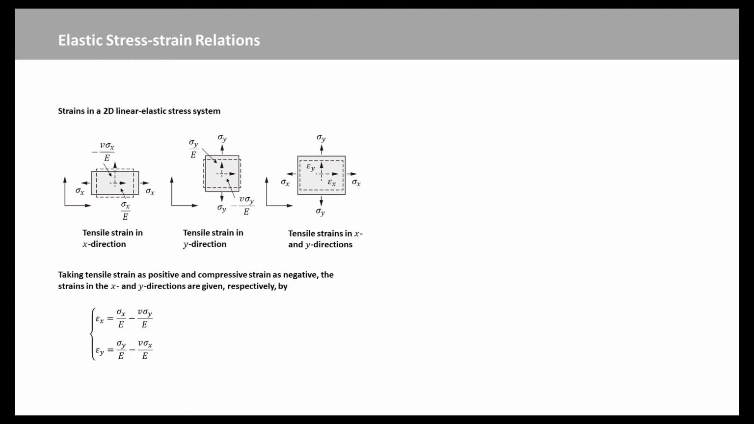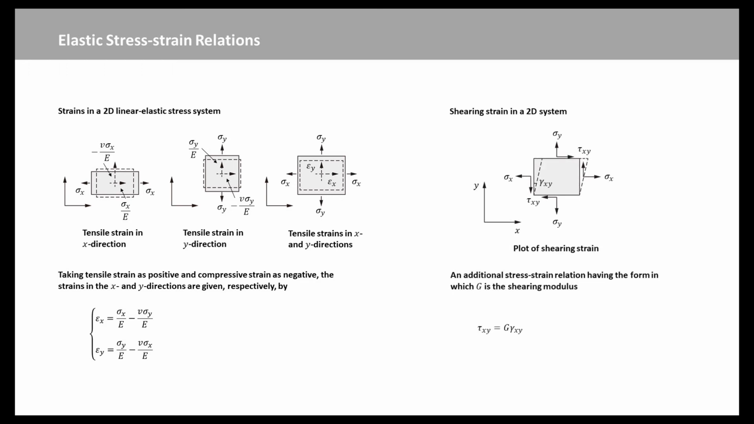These are the elastic stress-strain relations for a two-dimensional system of normal stresses. When a shear stress tau xy is present in addition to the normal stresses sigma x and sigma y, the shear stress tau xy is assumed to have no effect on the normal strains epsilon x and epsilon y caused by sigma x and sigma y, when shear stresses are present as well as normal stresses.